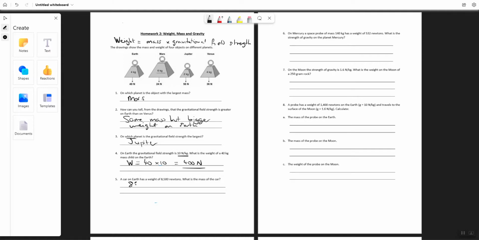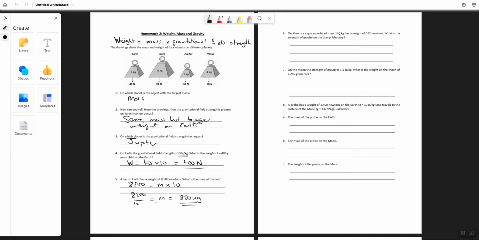So we've got 8,500 is equal to mass, which we don't know, times 10. So something times 10 is 8,500. Well, that's pretty obvious, we can rearrange that. 8,500 over 10 is equal to the mass, and that equals 850 kilograms. There we go.